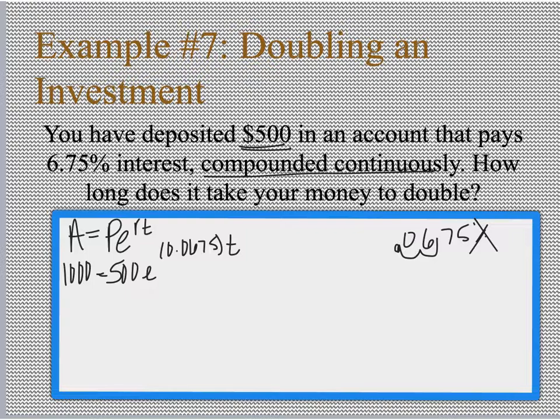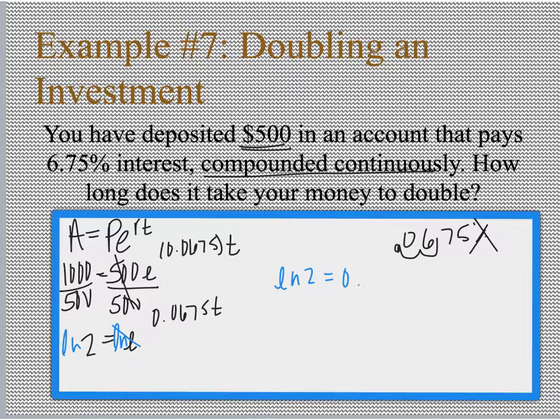To find t, we're going to have to make this just a single exponential function. That means we're going to need to divide by 500. That's going to leave us with 2 equal to e to the 0.0675t power. Remember, to get rid of e on both sides of our function, we have to take the natural log. The natural log and e will eliminate one another, and that will be left as the natural log of 2 equals 0.0675t. Finally, to get t, we will divide by 0.0675.